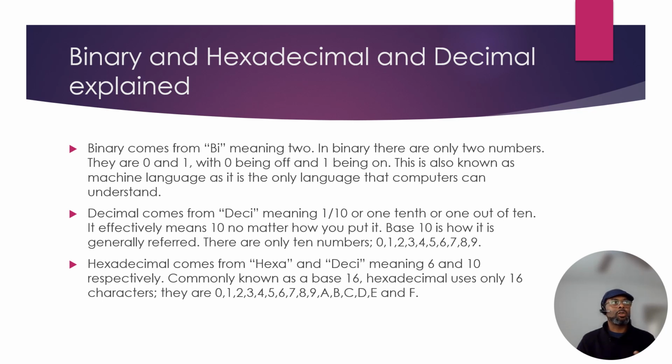Hexadecimal comes from the term hexa and deci, meaning 6 and 10 respectively. Commonly known as base 16, hexadecimal uses only 16 characters, and they are the same 0 through 9 that you find on decimal, but now you're adding the characters A, B, C, D, E, and F.